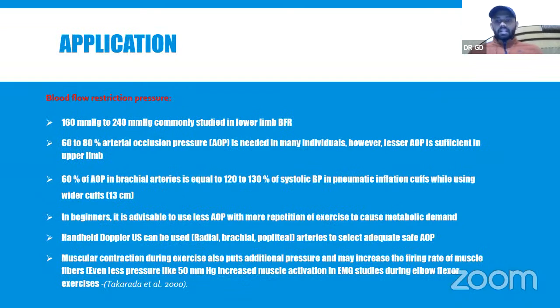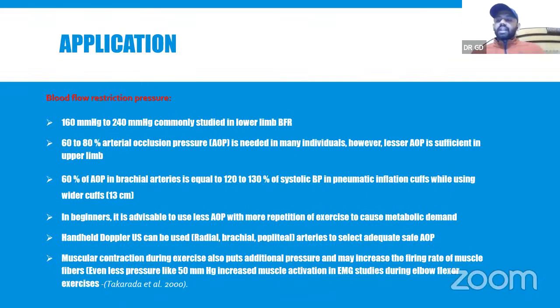So the application is practically important. When it comes to blood flow restriction training, the application of the cuff pressure is still under study. We were using somewhere around 160 mmHg, which is millimeters of mercury, the pressure you see when you monitor blood pressure. Okay, in BFRT we have arterial occlusion pressure. That is something different from the blood pressure.